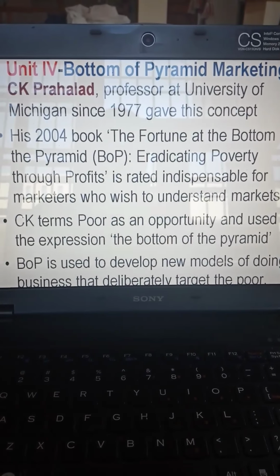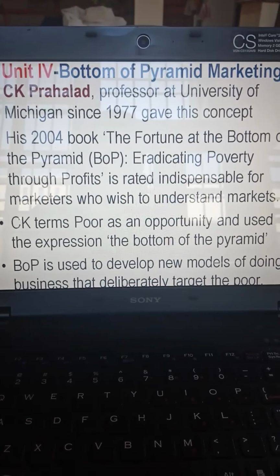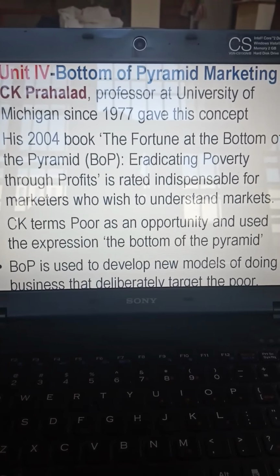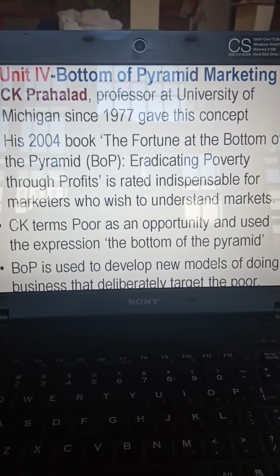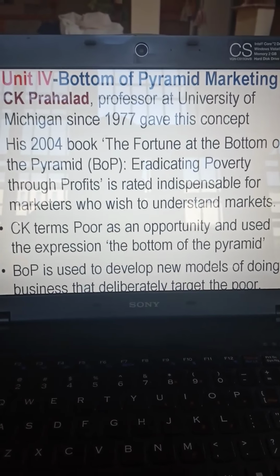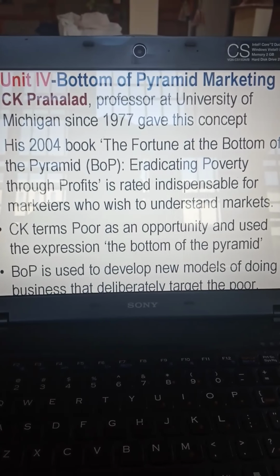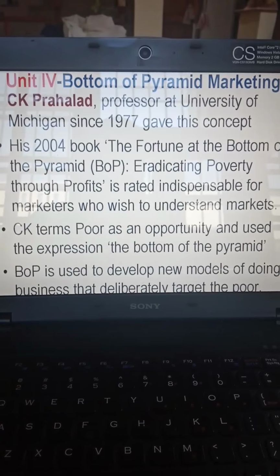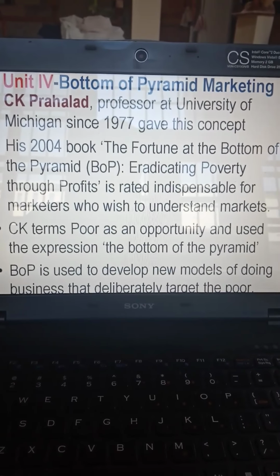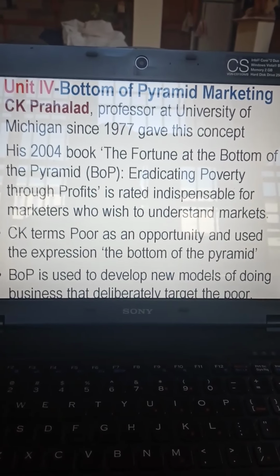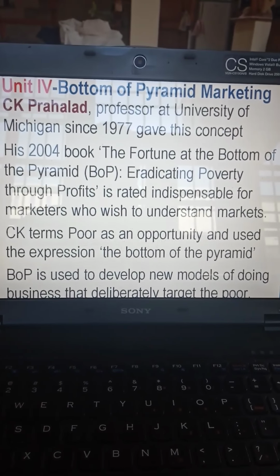Dear students, let us look at unit number 4, which is the bottom of pyramid marketing. This concept was given by none other than an Indian, C.K. Prahlad, who was a professor of marketing at the University of Michigan. He wrote a book in 2004, The Fortune at the Bottom of the Pyramid: Eradicating Poverty Through Profits.